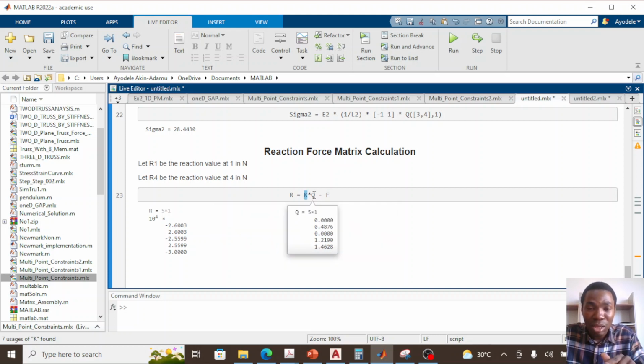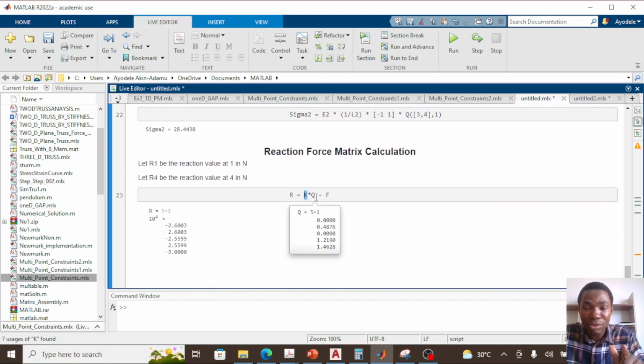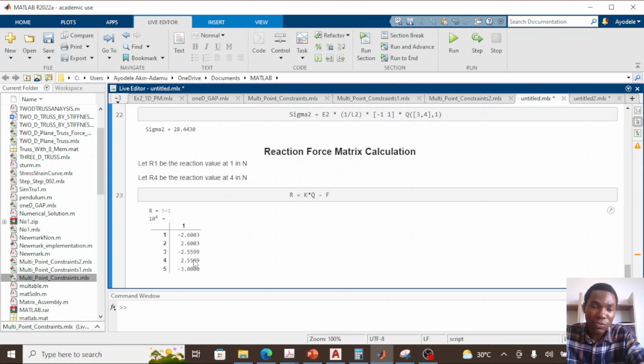Q is the displacement calculated at the 5 nodes. This matrix here, Q. So I multiply K by Q minus F. F is my unmodified force vector, which we didn't modify at all, and the only force value in the model is at node 5, 30,000 Newton. So we run this code, and we get our reaction at node 1, node 2, node 3, node 4, node 5.